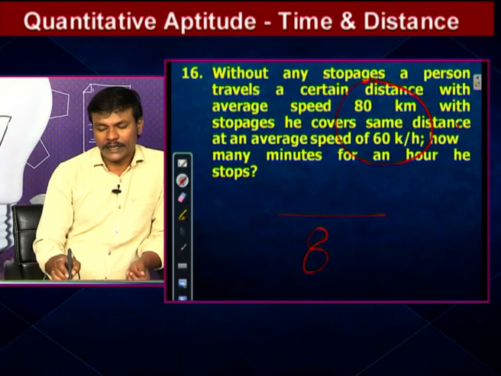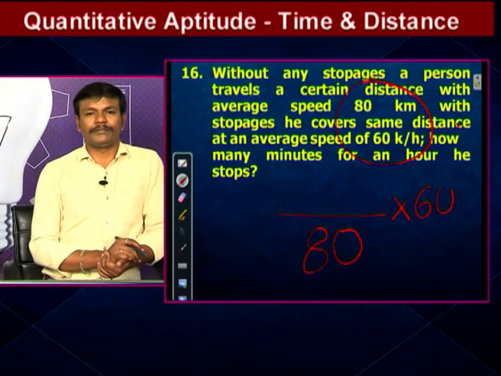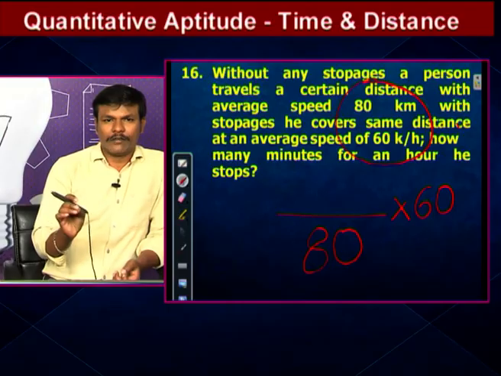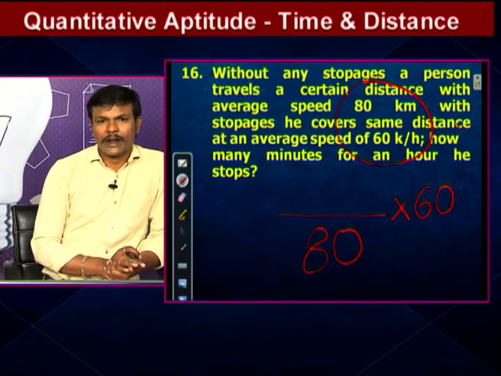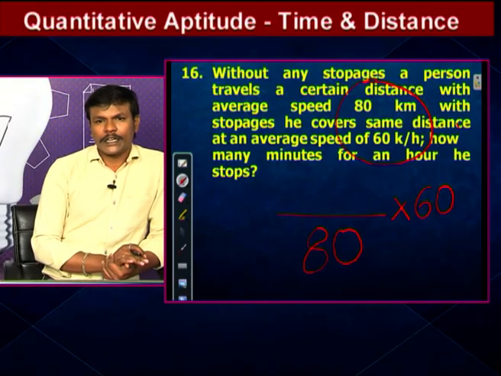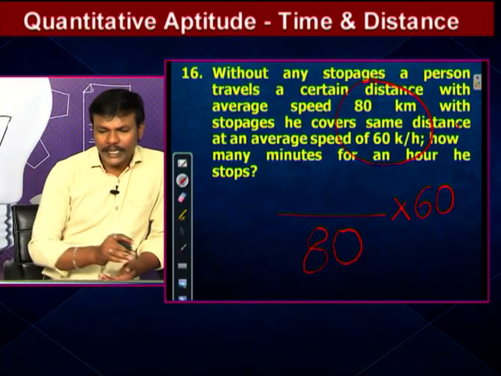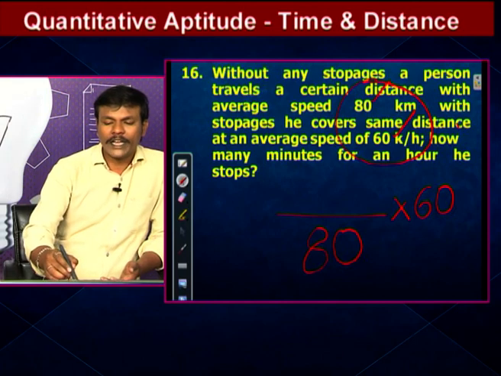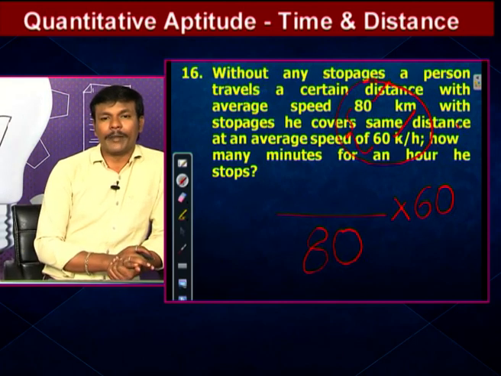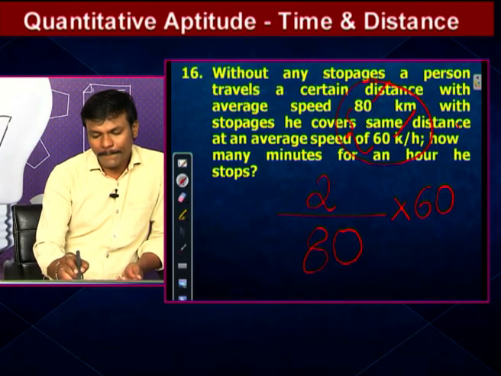80 kilometers in what time? Hour. Hour means 60 minutes. Simple. So, first, without stoppages, 80 in the denominator into 60. Per hour, how many minutes could he be stopped? In this hour, without stoppages he completed 80 kilometers, with stoppages 60 kilometers. How many kilometers of difference do we have? 20 kilometers. So, 20 kilometers of time he will be stopped.